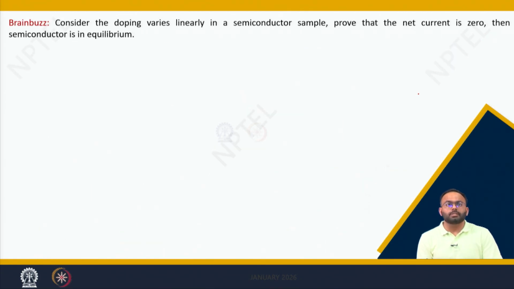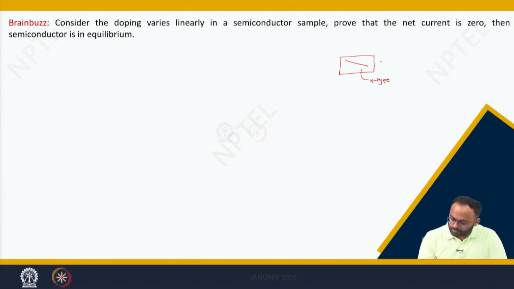Let's do a brain buzz. Let's see this problem, which says: consider a doping that varies linearly in the semiconductor sample. So let us consider you have a semiconductor sample where the doping varies linearly, and this is an n-type sample. You need to prove the net current is 0 if the semiconductor is in equilibrium. Ultimately you need to prove J net is equal to 0.